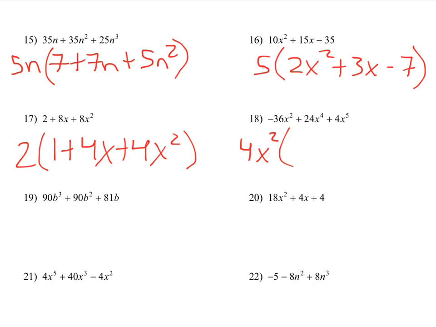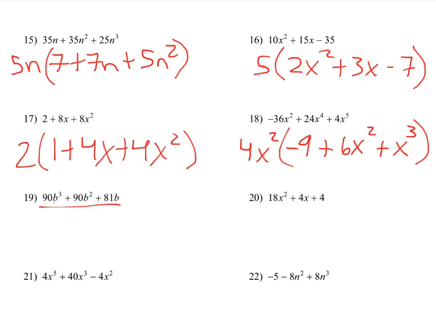And that's it. Negative 36 divided by 4 is giving me negative 9, and we already pulled the x squared, so we don't need to write the x part. 24 divided by 4 gives me 6. 4x squared divided by x squared is 4. And then we'll have 4 divided by 4 is just 1. x to the fifth divided by x squared is going to be x to the third. And it gives me that guy.